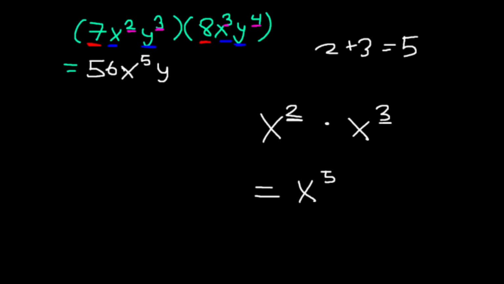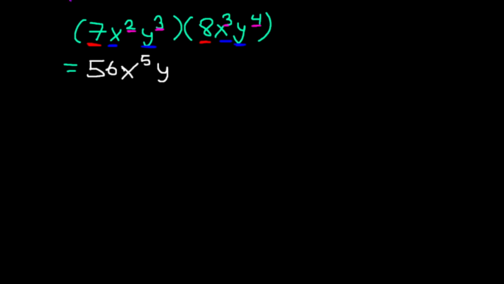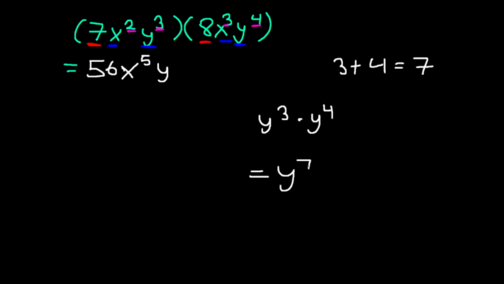And now let's move on to the y term. Y to the power of 3 times y to the power of 4 is simply 3 plus 4, which gives you 7. So that would give you y to the power of 7. Alright, so from multiplying these two terms, you could get 56x to the power of 5 and y to the power of 7. Now let's move on to our last question.